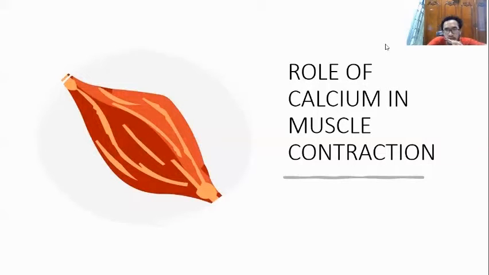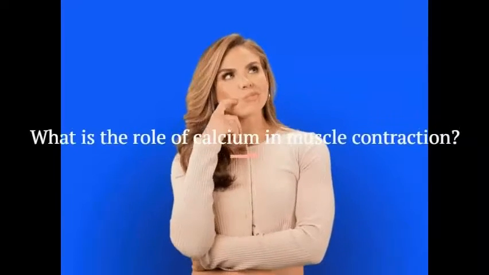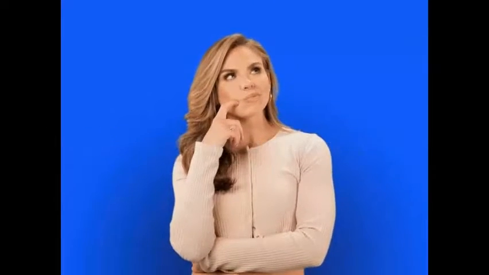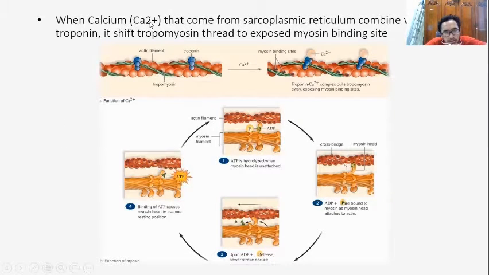Okay, so we will continue with the role of calcium in muscle contraction. What is the role of calcium in muscle contraction? The calcium ions, Ca2+, come from the sarcoplasmic reticulum. The ion combines with troponin, which you can see in the diagram, and when they combine, they expose the myosin binding sites. These myosin binding sites are needed when you want to contract the muscle. So this is the cycle of the contraction of myosin.